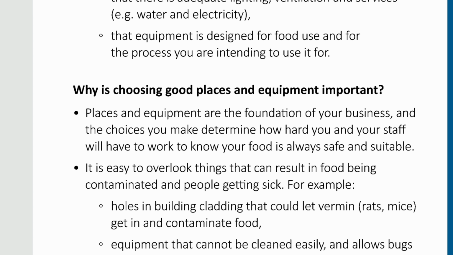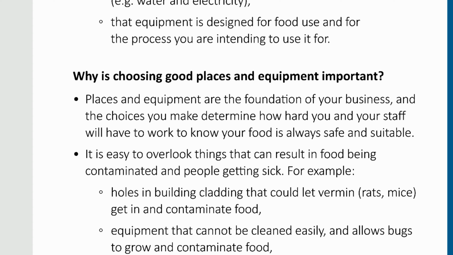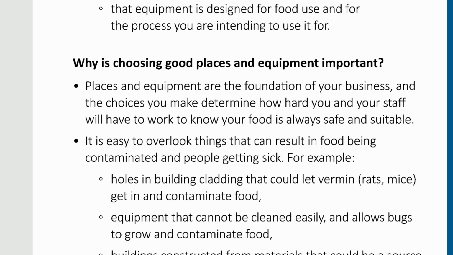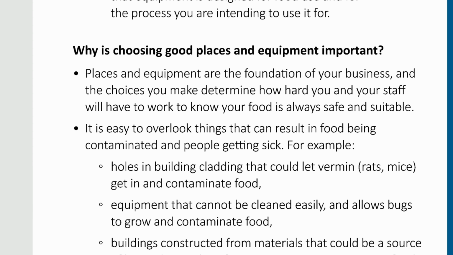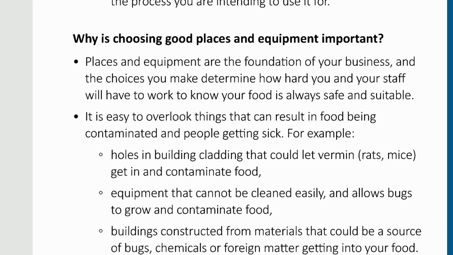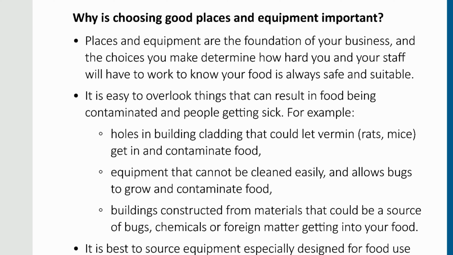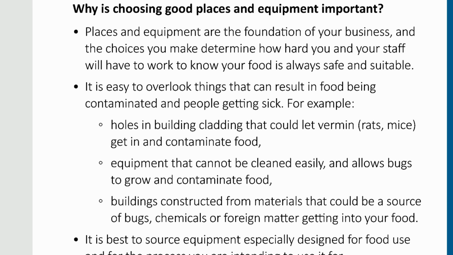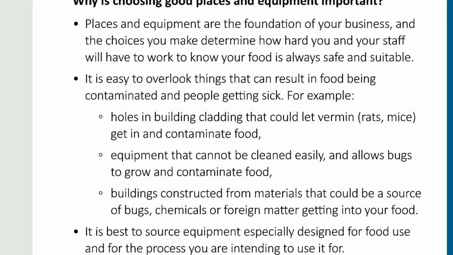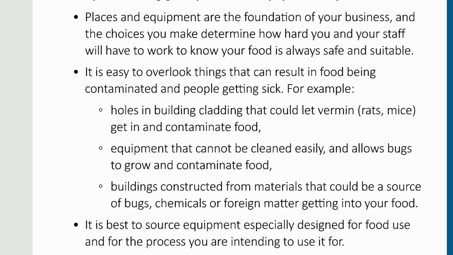For example, holes in building cladding that could let vermin, rats, mice, get in and contaminate food. Equipment that cannot be cleaned easily and allows bugs to grow and contaminate food. Buildings constructed from materials that could be a source of bugs, chemicals or foreign matter getting into your food.